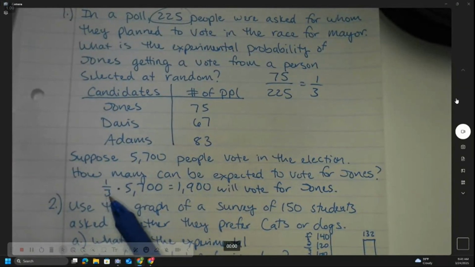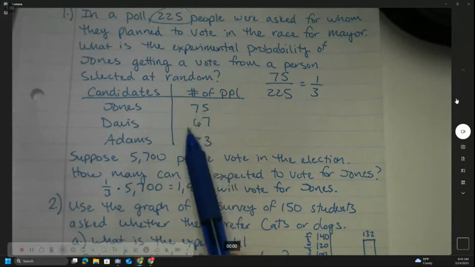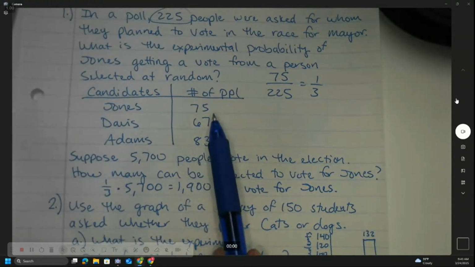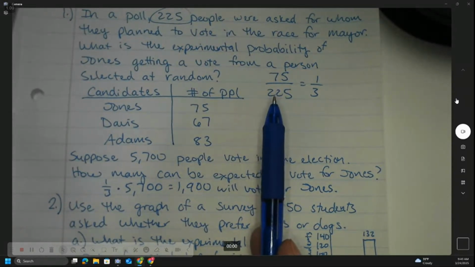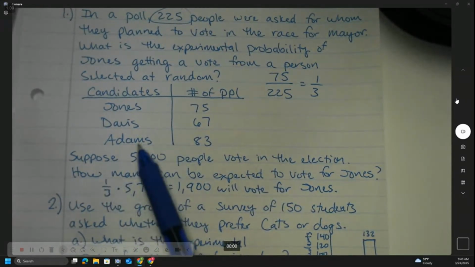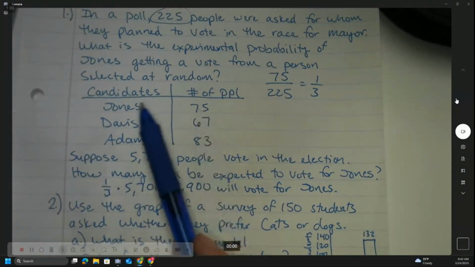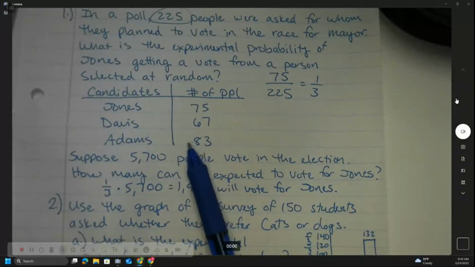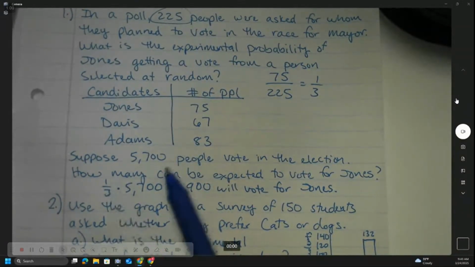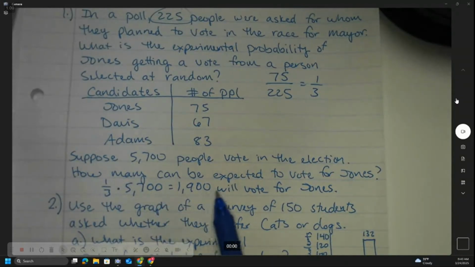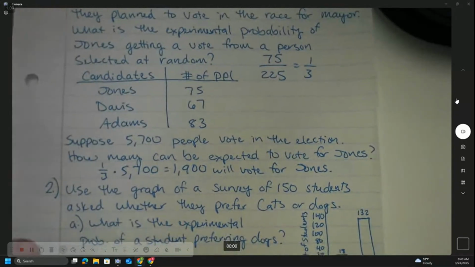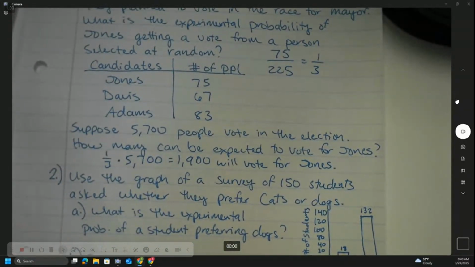So if 1/3 of these people in the election voted for them, because 75 is 1/3 of 225, you take 1/3 and you multiply it by how many people actually voted in the election in all. Okay, this was selected at random as a survey to see who might win. Well, in the actual election, 1,900 people voted for Jones. So that's the probability of an experiment and the likelihood of it actually occurring from the theory, 75 out of 225.